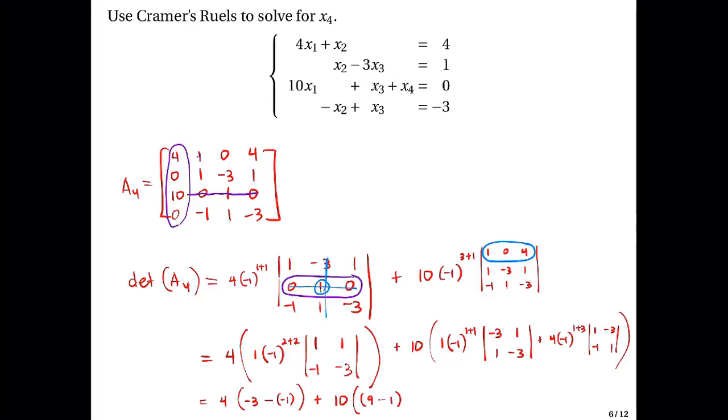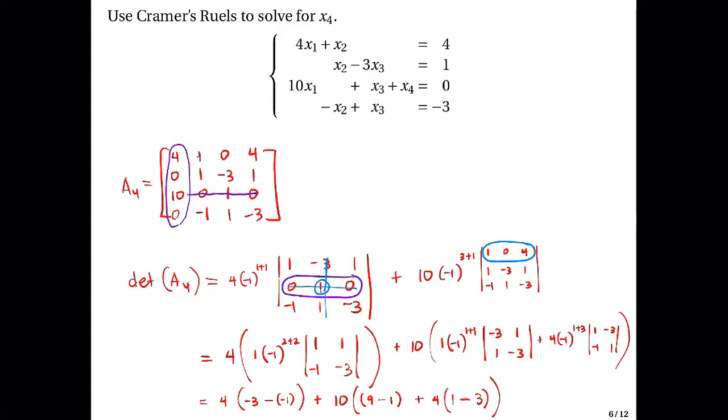Then plus, here you have 4. And then -1 raised to 1 plus 3. That's again 1. And then we get the determinant of this. It's 1 times 1. That's 1. Minus -1 times -3. That's 3. And then close parenthesis. So just clearly put the grouping and put them correctly.